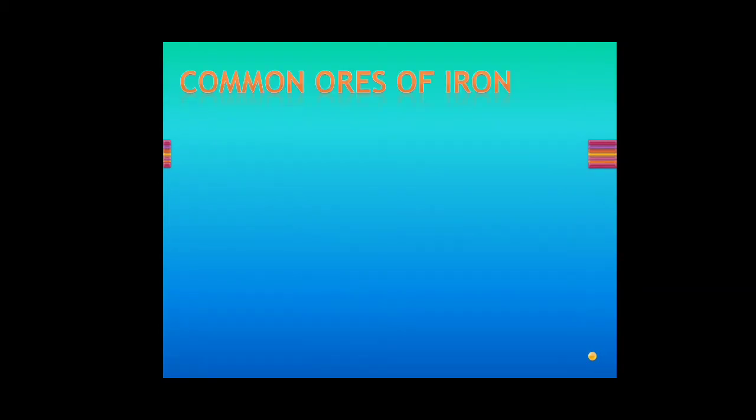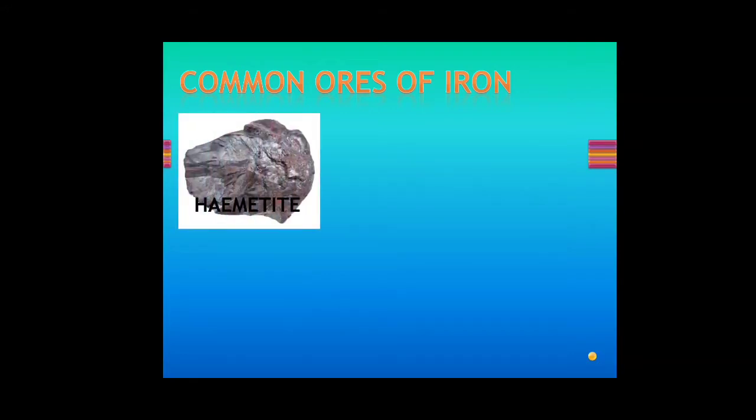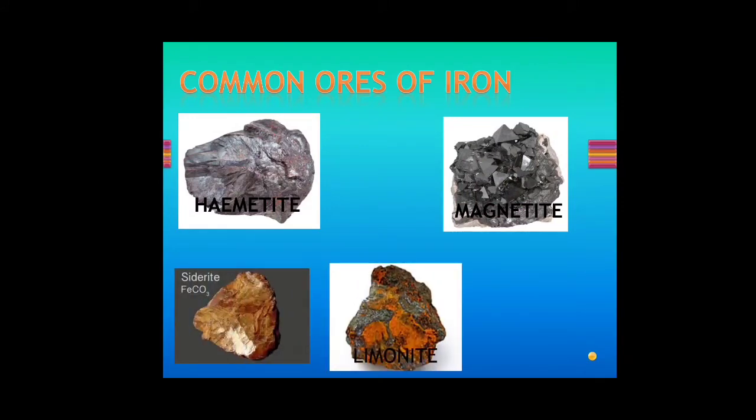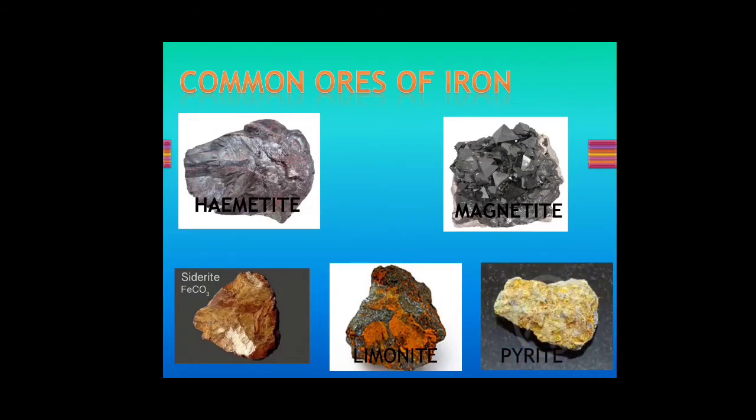Let's see common ores of iron. That is hematite. Then we have magnetite, we have siderite, limonite and pyrite. So these are the ores of iron. When we want to extract iron, one of these ores is taken and then it will undergo different processes to get iron from it.